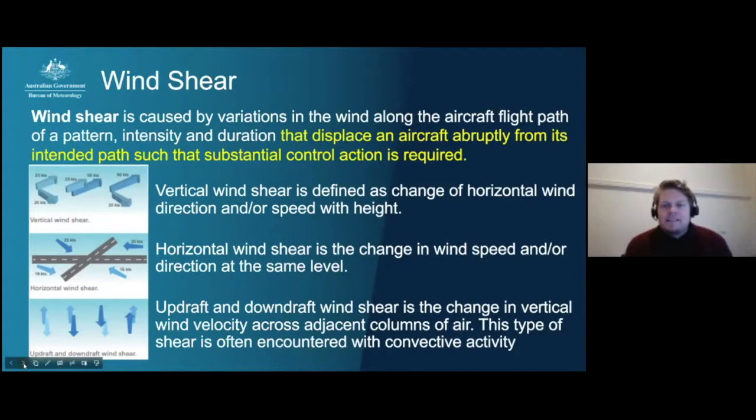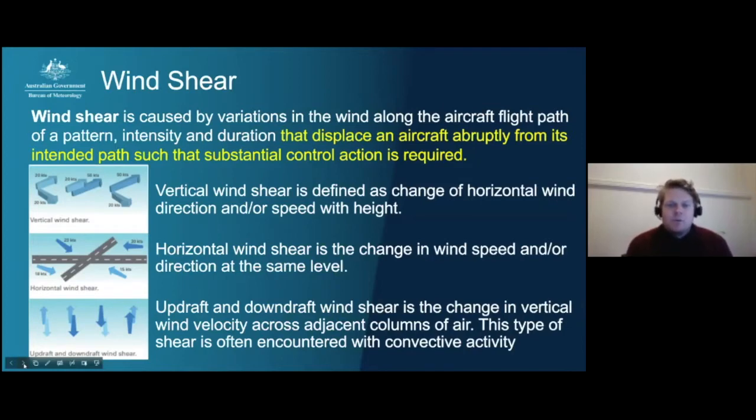So as I mentioned before, wind shear is I guess a type of turbulence, but we define it as its own phenomenon because it has slightly different impacts, in that it can displace an aircraft abruptly from its intended path, such that you can lose control of that aircraft off its path.